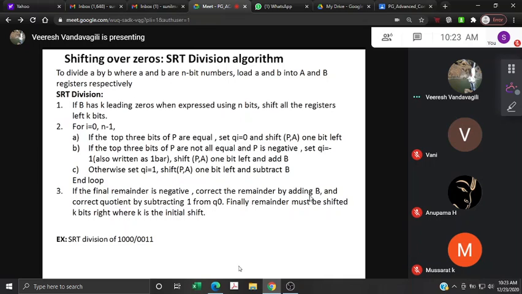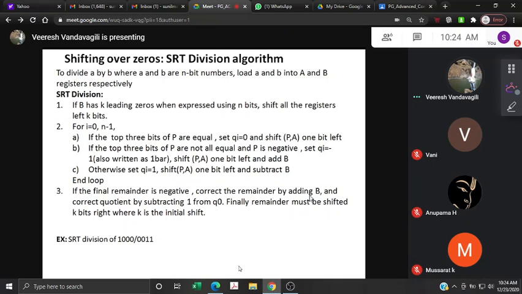The SRT division algorithm is similar to the non-restoring algorithm, but with a slight difference. To divide A by B, where A and B are n-bit numbers, load those two numbers into the registers called A and B respectively.